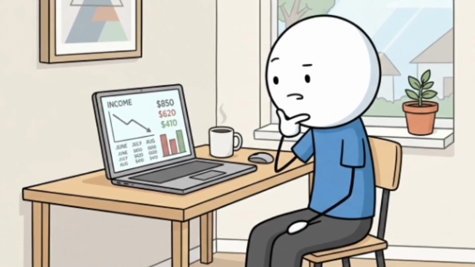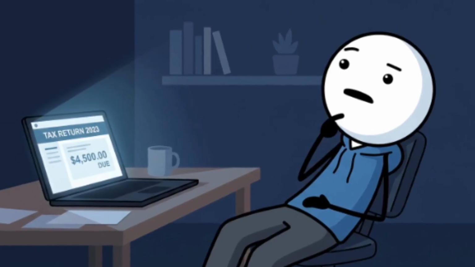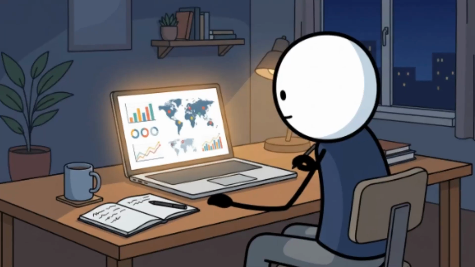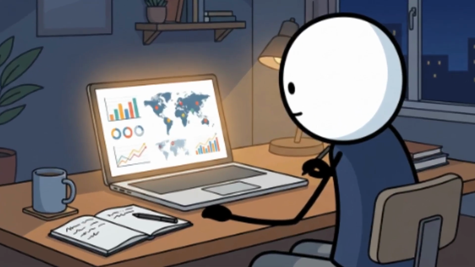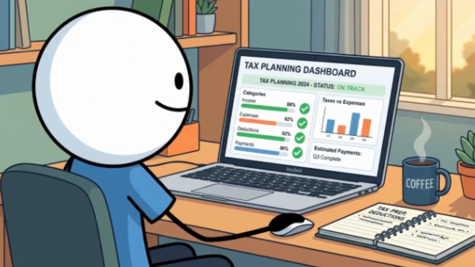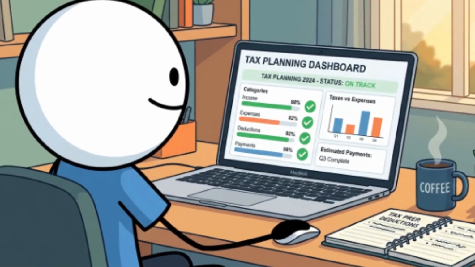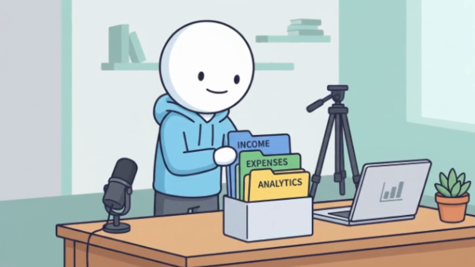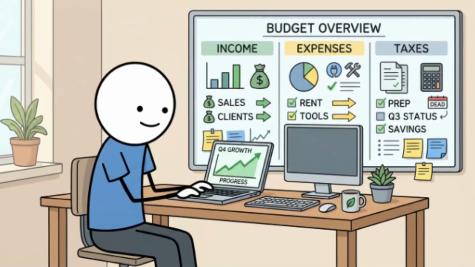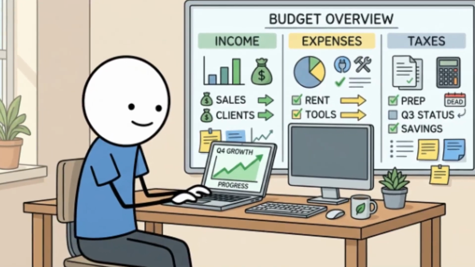Fieldwire focuses on what happens on-site. It is designed for supervisors, foremen, and crews who need to view plans, assign tasks, track punch lists, and report progress directly from the field. Buildertrend focuses on managing the entire construction business. It covers estimating, scheduling, client communication, budgeting, project tracking, and invoicing in one system.